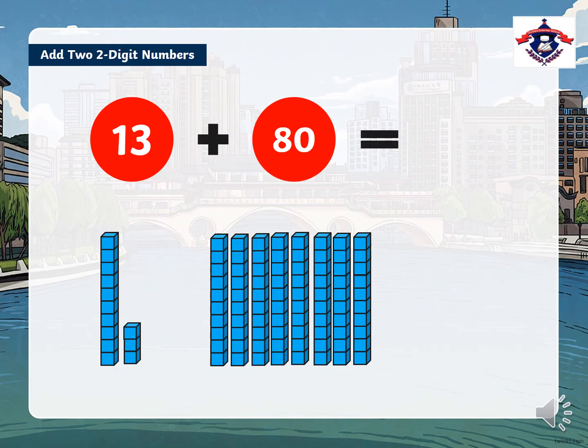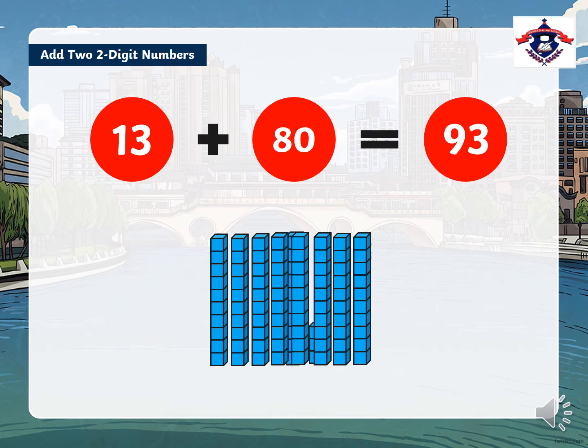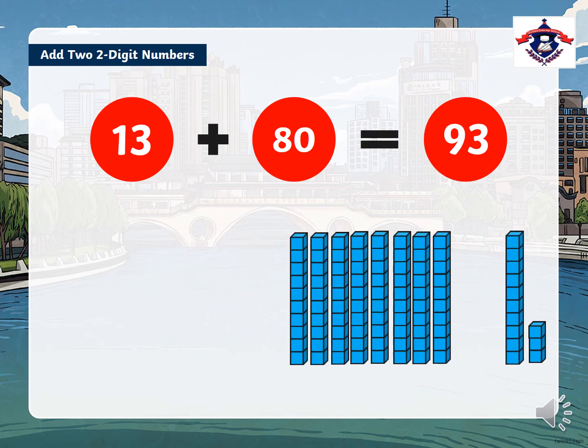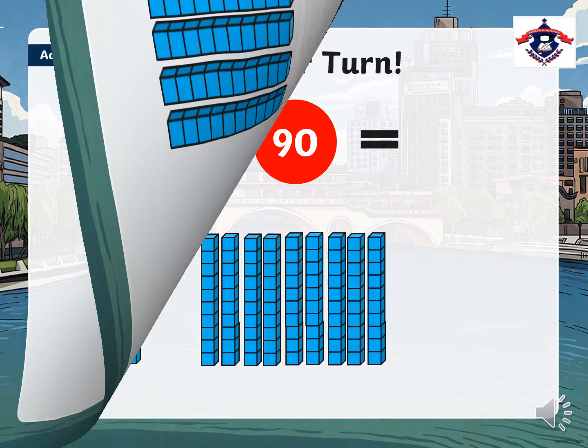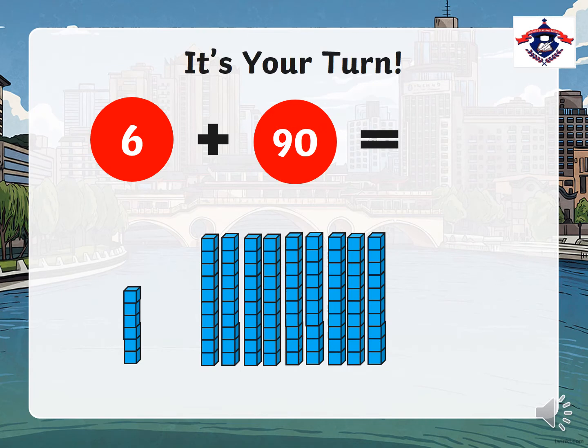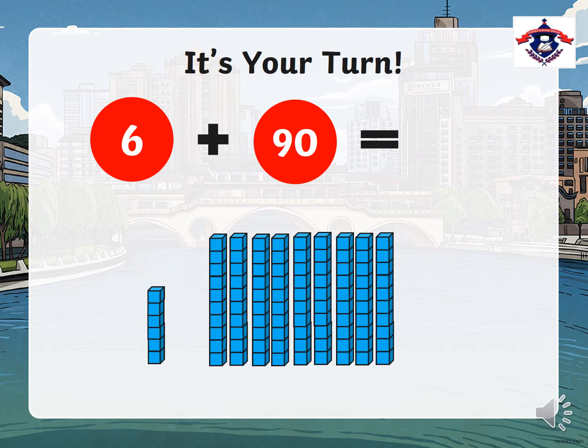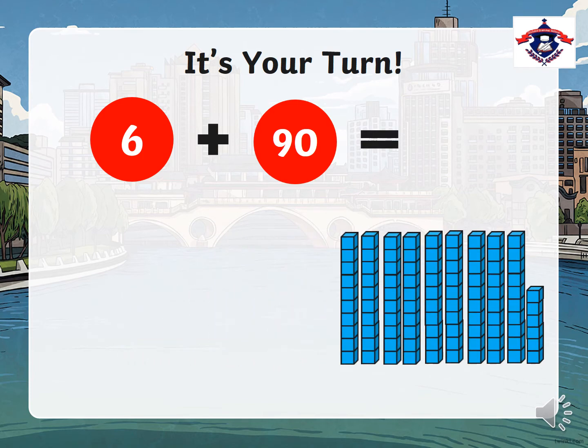Let's take an example by adding two-digit numbers. When we want to add 13 and 80, we get the answer 93. Now, when we want to add 90 plus 6, we will add these both numbers together and the answer will be 96.